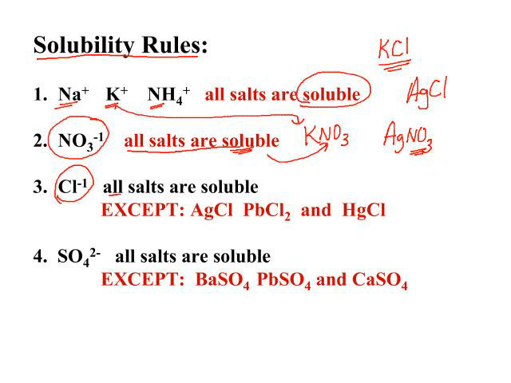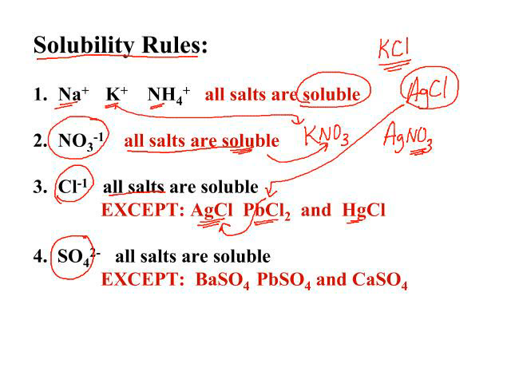Chloride ion, all chloride salts are soluble, but there are a few exceptions: silver chloride, lead 2 chloride, and mercury chloride. So this, following the pattern of an insoluble chloride, such as mercury and lead and silver.